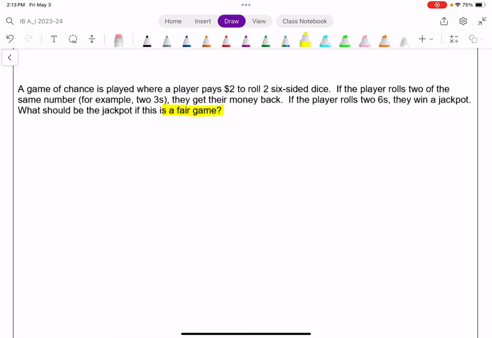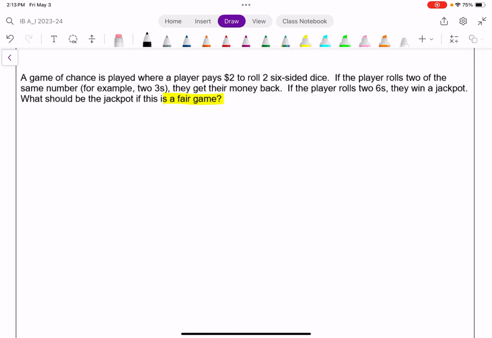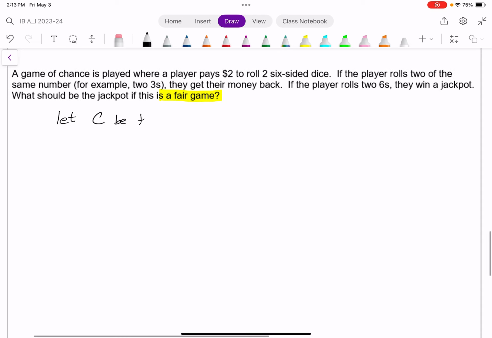So let's first think about what the probability distribution would be here. And I want to set up. So I'm going to say let C be a random variable representing the cost of the game. Or you could say the prize that you get. Maybe I'll change that. I'm going to change this to P for prize and the prize value.